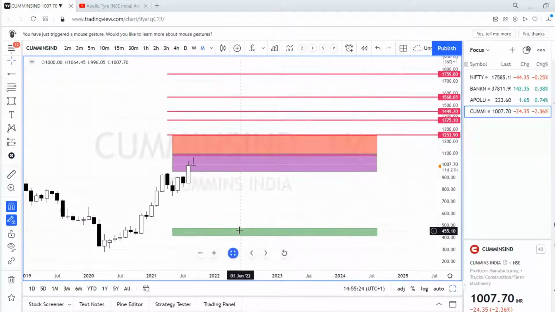Here we have a demand zone. I am not expecting the price to fall down here to 474 anytime soon, unless and until another pandemic comes.